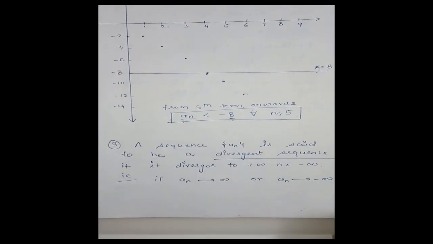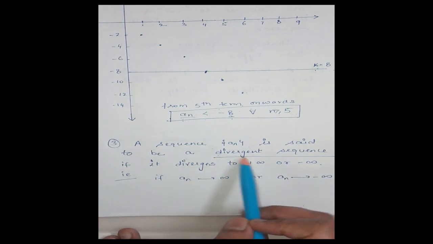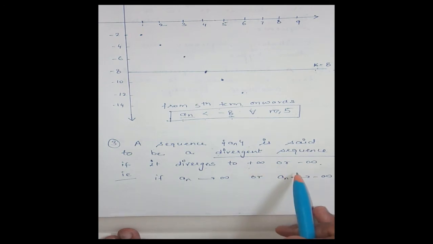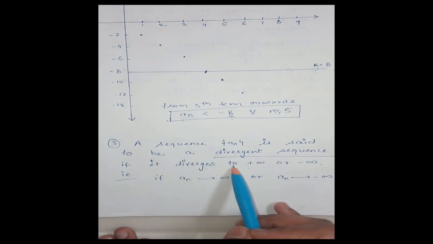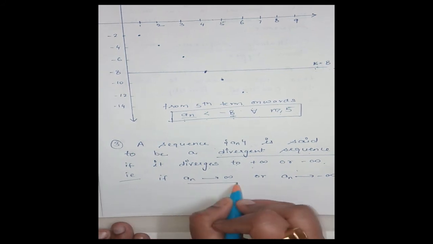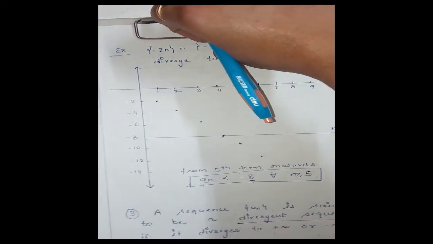Clear? The next definition is divergent sequence. A sequence an is said to be a divergent sequence if it diverges to plus infinity or minus infinity. And we write like this: an tends to plus infinity or an tends to minus infinity. Clear? Okay. Next is oscillatory sequence.